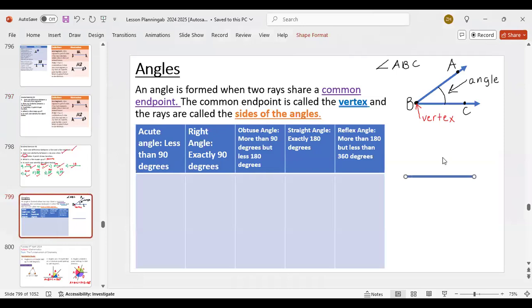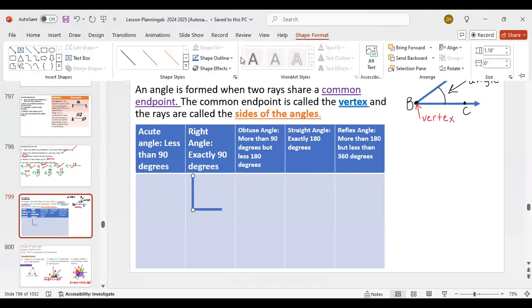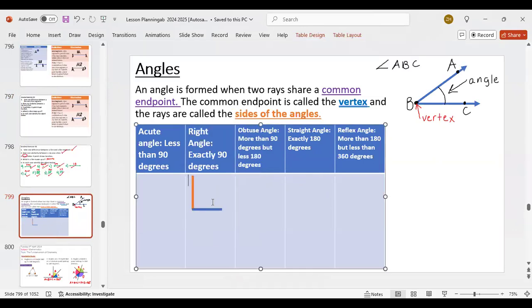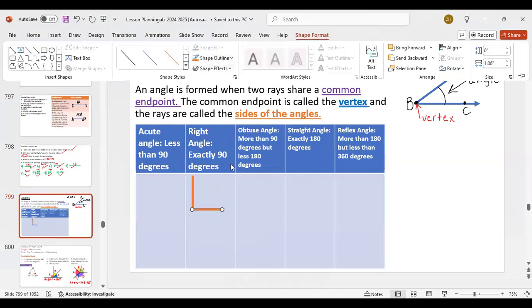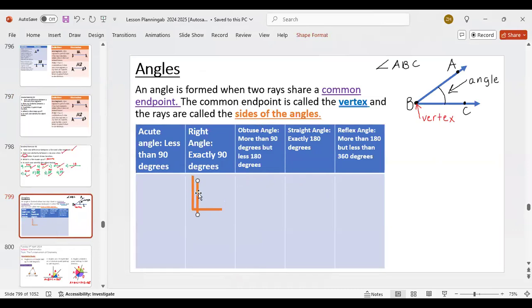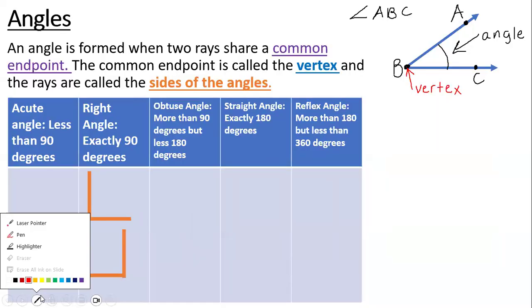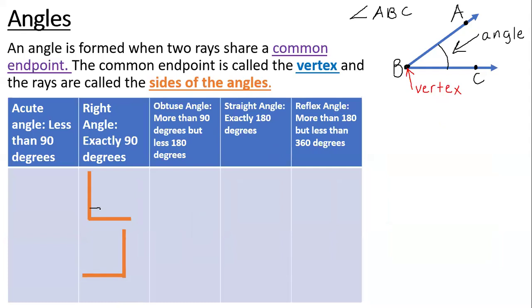So a 90 degree angle forms a perfect what? A perfect L shape. All right, that's a 90. So it could be like this, or it could be like this. Both of them are 90 degrees. What do we have in a corner that always tells us it's a 90 degree angle? A small box. The small box tells us it's 90 degrees.